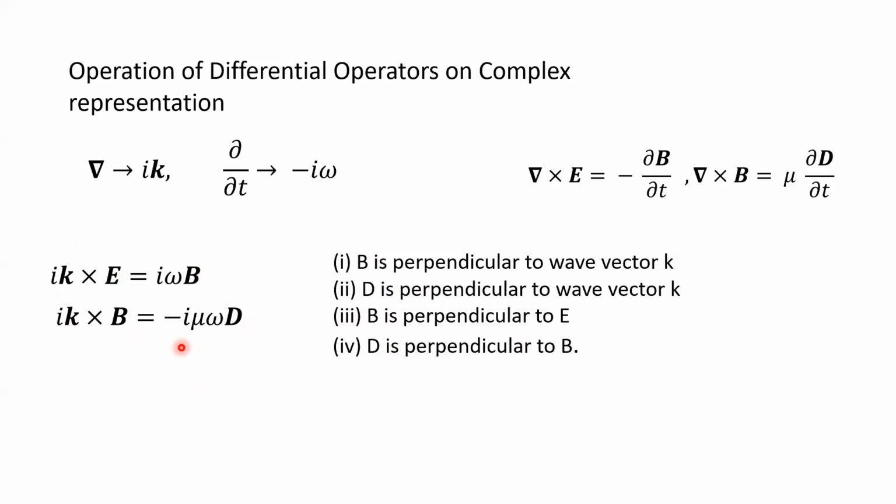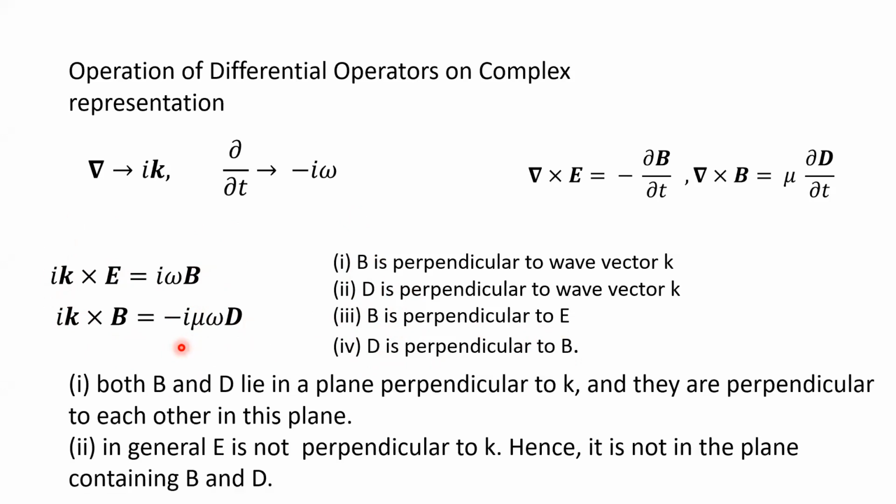Now, but something else we also have to think about. Both B and D are perpendicular to K. K in this case is the propagation vector, the vector in the direction in which the wave is traveling. If you have any vector, there would be a plane perpendicular to it.